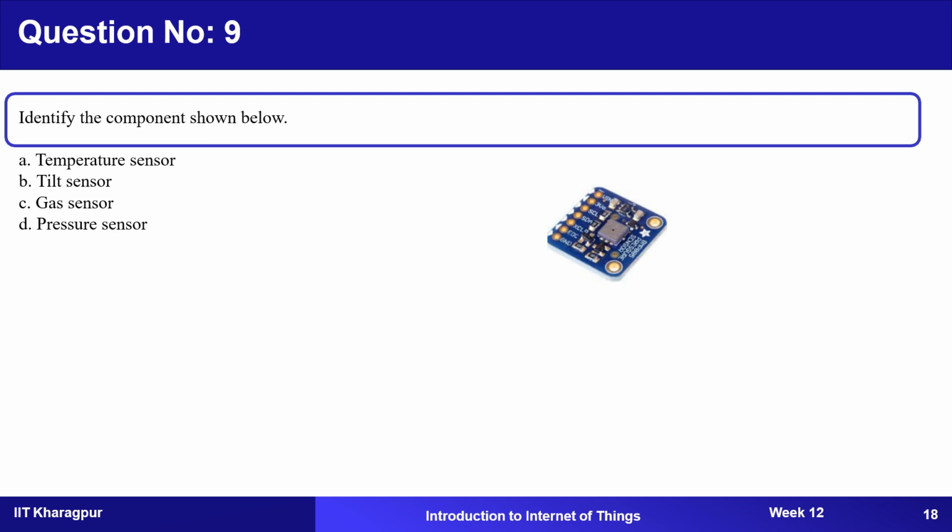Next question is, identify the component shown below. So this is a picture given and you have to identify whether it is a temperature sensor, tilt sensor, gas sensor, or pressure sensor. D, ma'am. B or D?